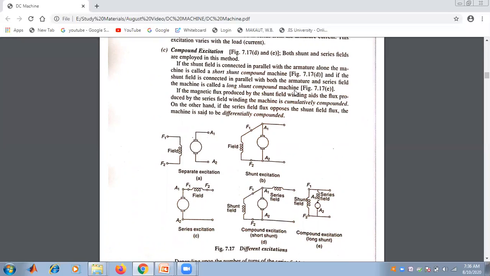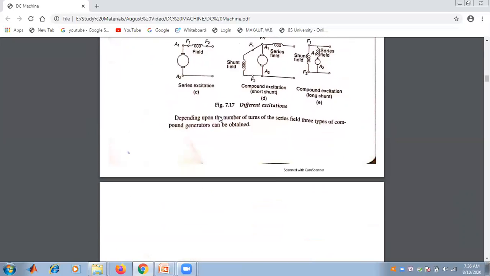If the shunt field is connected in parallel with both armature and the series field, the machine is called a long shunt compound machine, that is shown in this figure. If the magnetic flux produced by the shunt field aids the flux produced by the series field winding, the machine is called cumulatively compound. On the other hand, if the series field flux opposes the shunt field flux, the machine is said to be differentially compound.